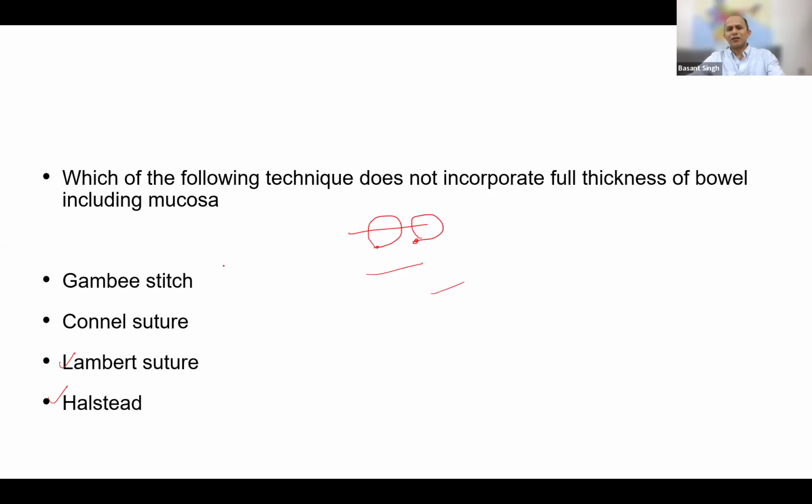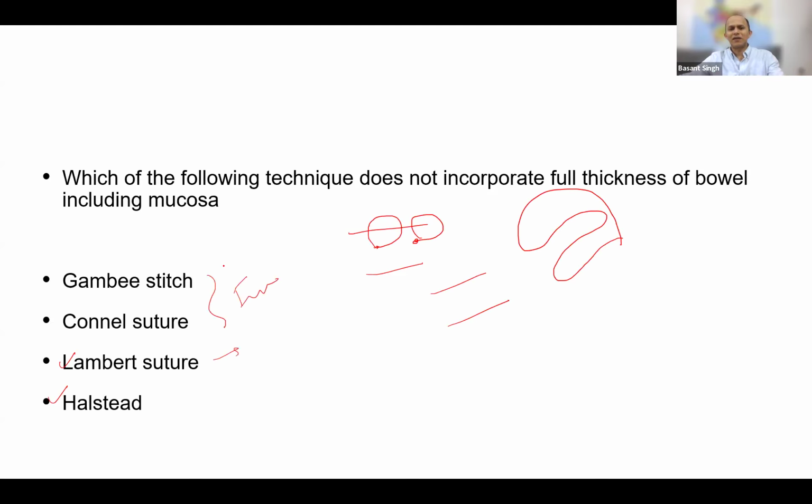Connell we use in bowel anastomosis. So how is Connell used? You go from outside in, inside out, outside in, inside out, then you stitch. For corners we use the corner stitch. So it is an inverting stitch. Okay, corner stitch. These are all full thickness stitches.